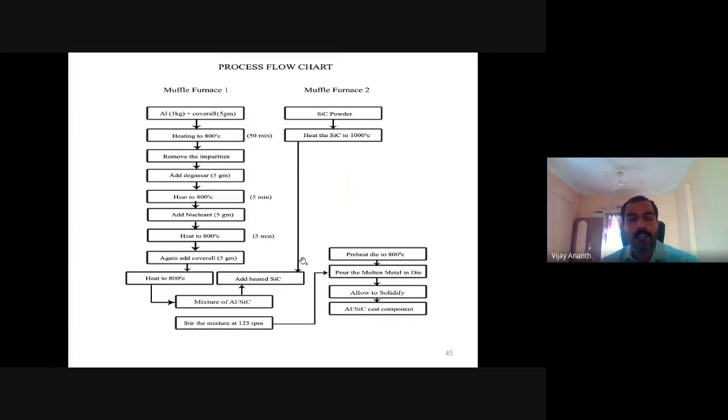Normally, to prevent some of the problems, we put degassing agents to remove the waste gases, as well as nuclear tablets to refine the grains. These are all the things we put on the top surface. While we are putting this on the top surface, the covering flux prevents oxidation. Through this stirring process, we are making the composites.